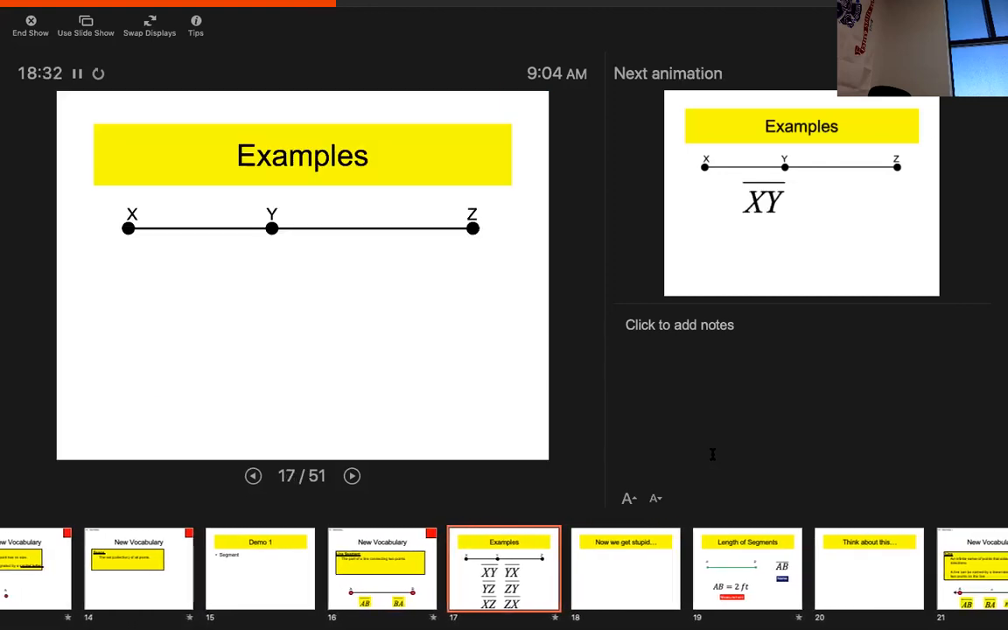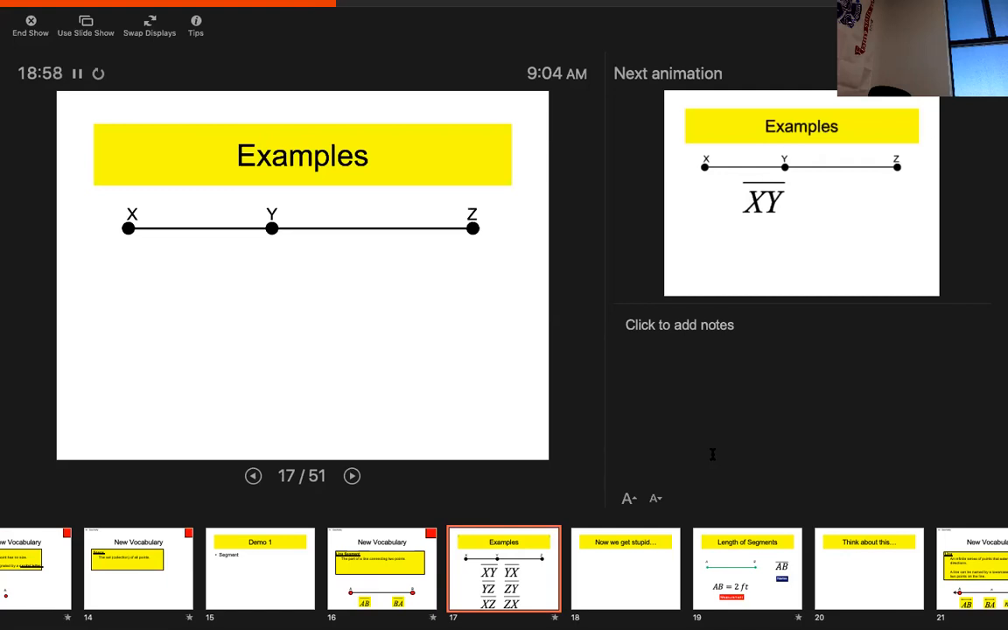Since you brought it up, Chris, how many unique line segments do you see up there? Unique means different. Or I'll give you an easier one. Give me a line segment that you see. Do you see a line segment up there? Which one do you see? Tell me a line segment.